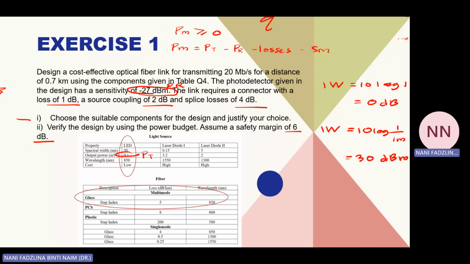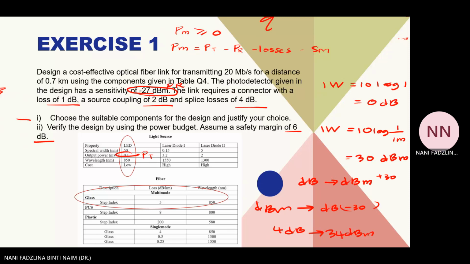So from here, actually you can straight away convert from dB to dBm. Let's say you want to convert something from dB to dBm, you just need to plus 30. If you want to convert from dBm to dB, you just need to minus 30. For example, you have 4 dB. You want to convert into dBm, right? So you just need to do 4 plus 30, you will get 34. So that's how to convert straight away or in a faster way. Just use this formula and this formula.